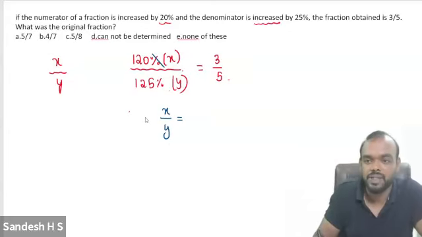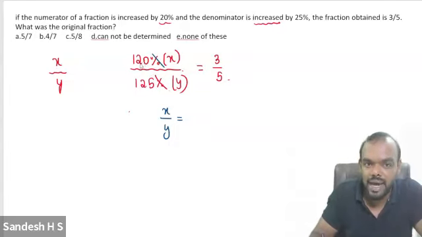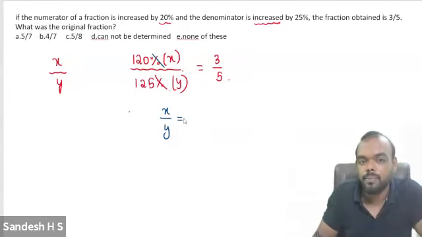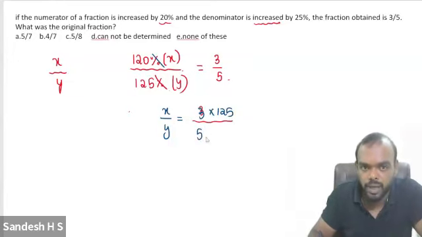Okay, next. So percentage cancelled. I will send this 120 and 125 to the other side. What do I get? This originally 3 by 5 is there. 125 comes to the numerator. 120 comes to the denominator.